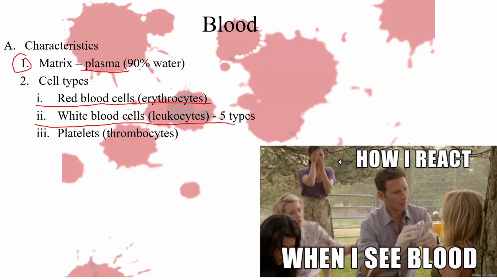So for now, erythro means red. That's number 1. Leuco means white. That's number 2. And thrombo, it's a really funny word. It means plate or fragment. So your platelets, right? Your platelets are also known as thrombocytes.